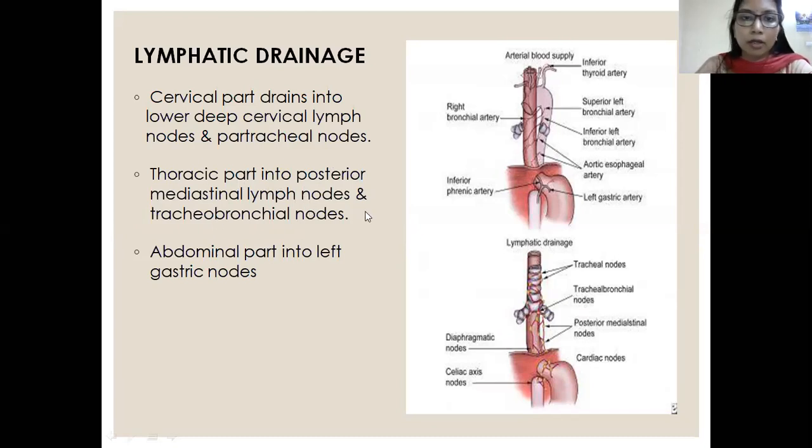This is again not a part of your cervical lymph nodes, and it also drains into tracheobronchial nodes. Then the last abdominal part of the esophagus drains into your left gastric nodes. So just if you know at which part this part of esophagus is present, more or less the drainage will be surrounding that area.